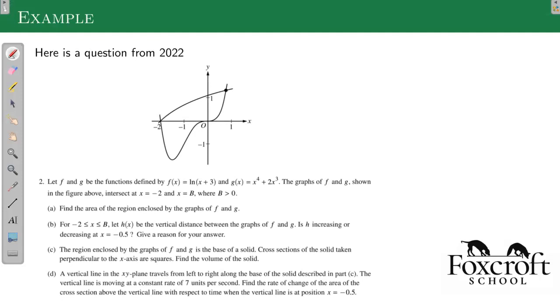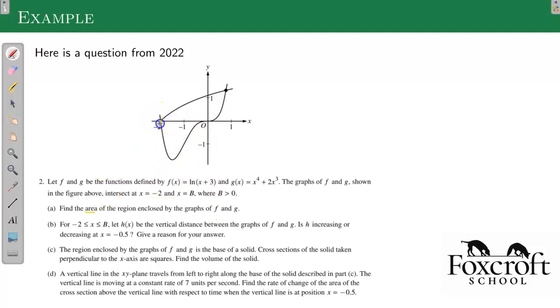All right, so here's our picture. Again, you might look at this one and instantly think it's a graphical analysis question because there's a graph, but as soon as you start reading, you see the first part is area. So it's not a graphical analysis question. It is an area volume question. So find the area of the region enclosed by the graphs of f and g. So it's literally the first thing we do.